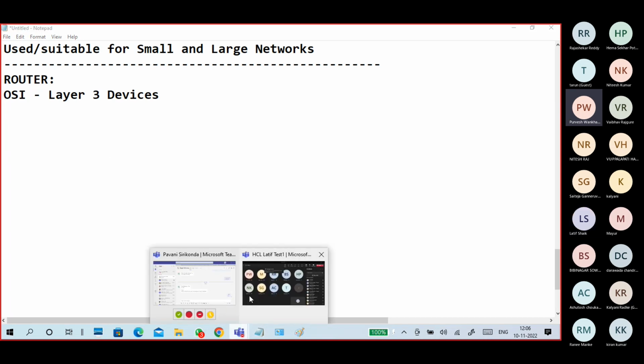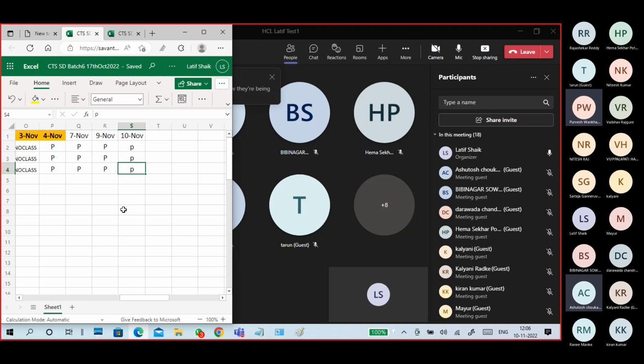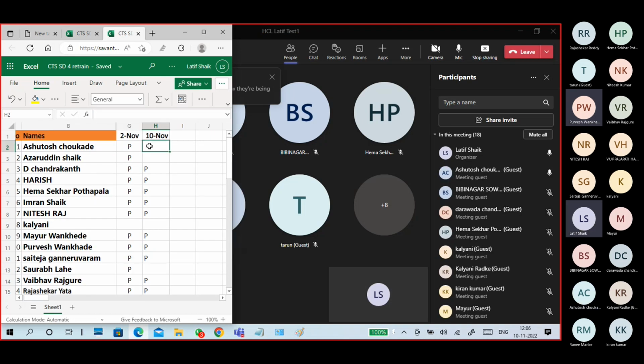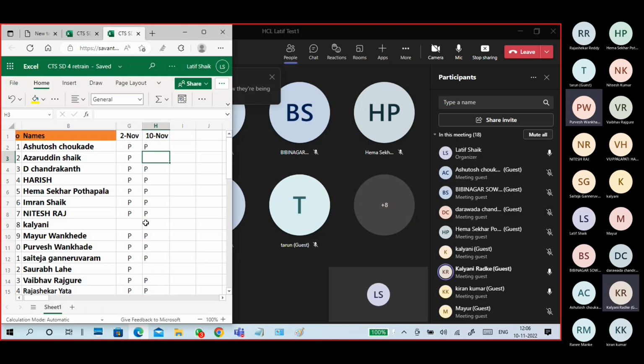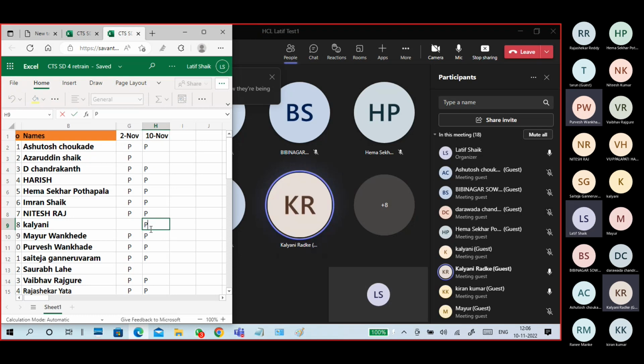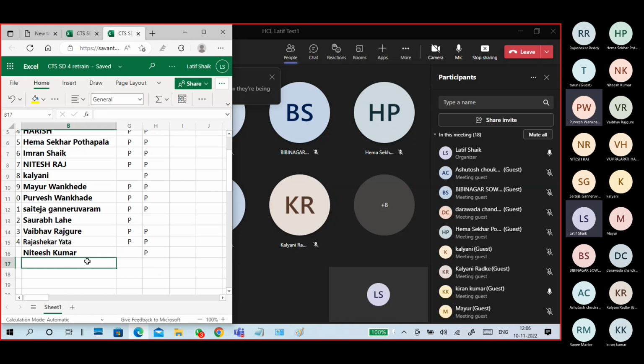Type in. Yes, sir. You missed the morning interactive session. Sir, I am joining the 11 a.m. one, sir. By 11 sharp. Yes, sir. Sir, Kiran Kumar. Kiran Kumar, Kalyani. Yes, sir, I'm also present. Saurabh Lane. Kiran Kumar name is not here.